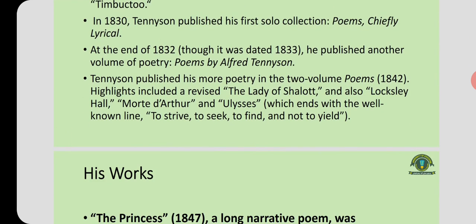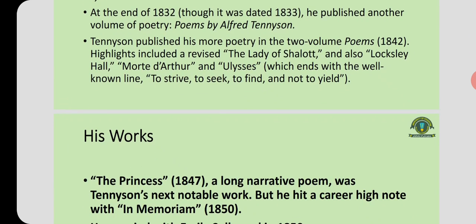Tennyson published more poetry in the two-volume Poems in 1842, which included The Lady of Shalott, revised a second time in his book, one of his famous poems in which he talks about a lady and some characteristics of her prettiness. And again there is a scientific approach to analyze, and side by side a non-materialistic approach to analyze that character. He also wrote Locksley Hall, Morte d'Arthur, and Ulysses, which ends with the well-known line, to strive, to seek, to find, and not to yield, which means that the poet wants to talk about spirituality.